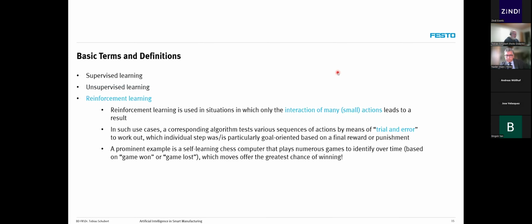Reinforcement learning is typically used for robots or robotics in general. What we have seen before was supervised and unsupervised. You have an input, you get directly an output. Reinforcement learning is tackling all those application scenarios where we have a number of actions, and only after a number of actions we will get a result.